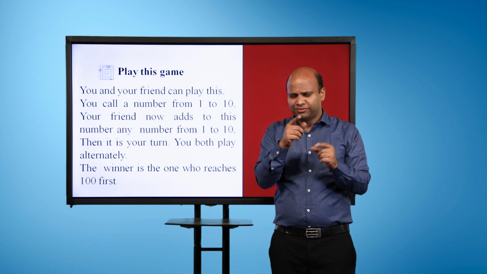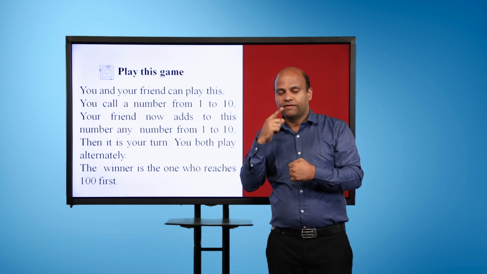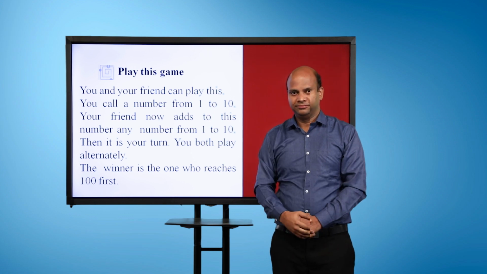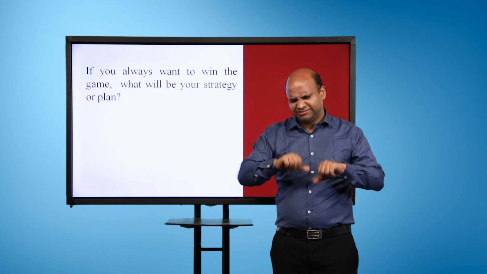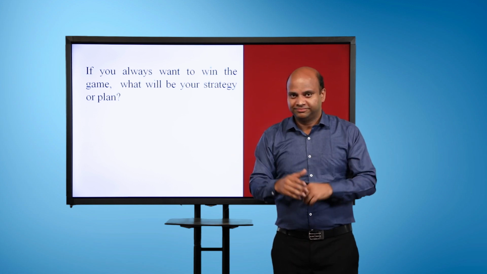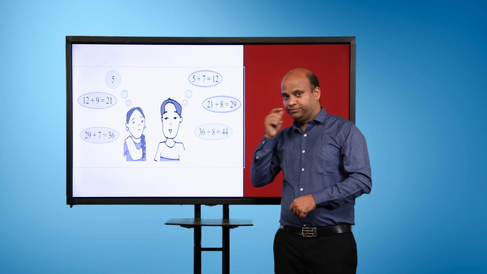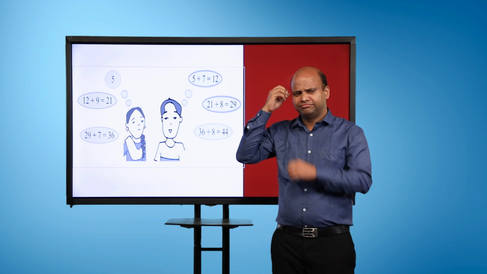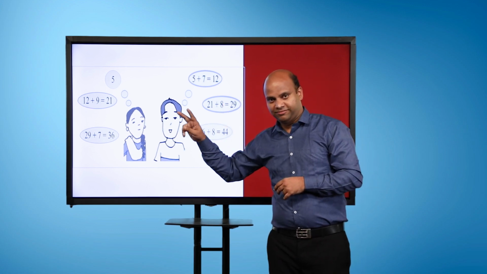The winner is the one who reaches 100 first. If you always want to win the game, what will be your strategy or plan? Below this we have a picture in a box of a boy and a girl. Both are thinking about numbers and are trying to win the game.